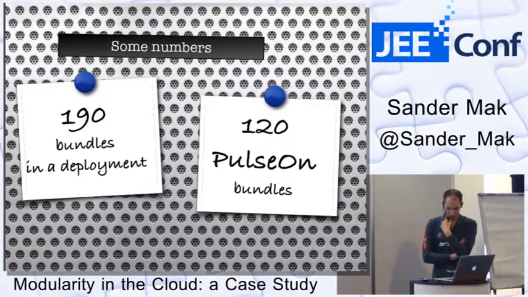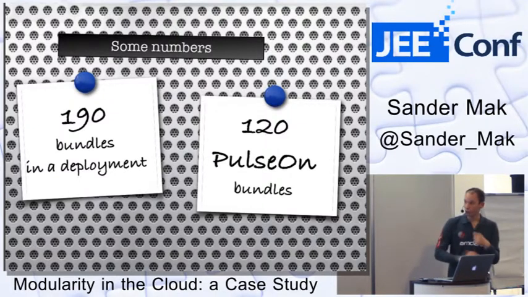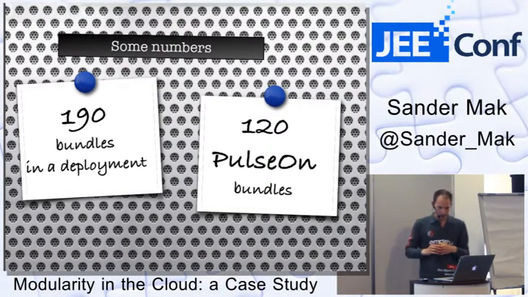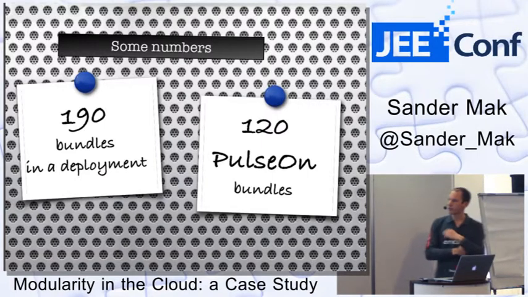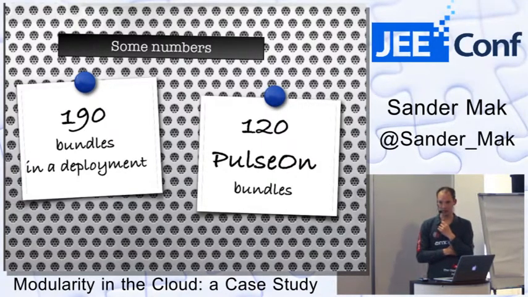For example, we use the MongoDB Java driver, of course, because otherwise it would be quite hard to talk to Mongo, which is just a jar, which actually already is an OSGi bundle when you download it, so that's pretty nice. You can easily use this. So about 70 of these bundles are actually generic usable components, and 120 of the bundles are Pilsen specific.